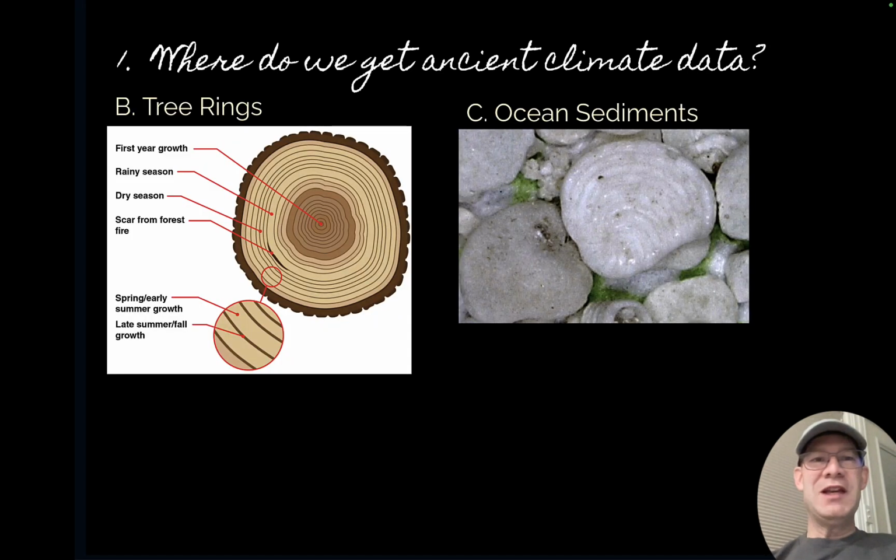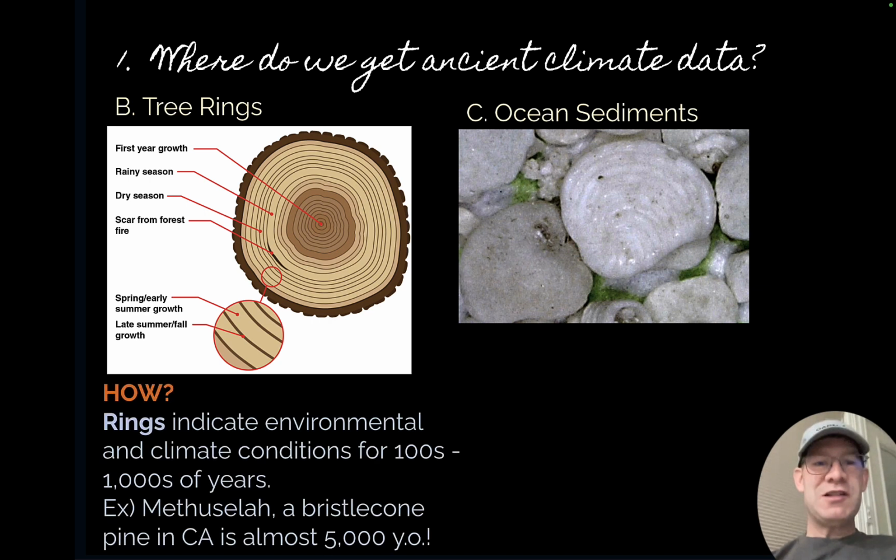All right, moving on. Letter B, tree rings. Tree rings indicate environmental and climate conditions for hundreds or thousands of years. It's hundreds to thousands of years because trees don't live beyond that, so it's hard to go further than that. But Methuselah, a pine tree in California, is almost 5,000 years old. They don't have to cut the tree down to figure that out.